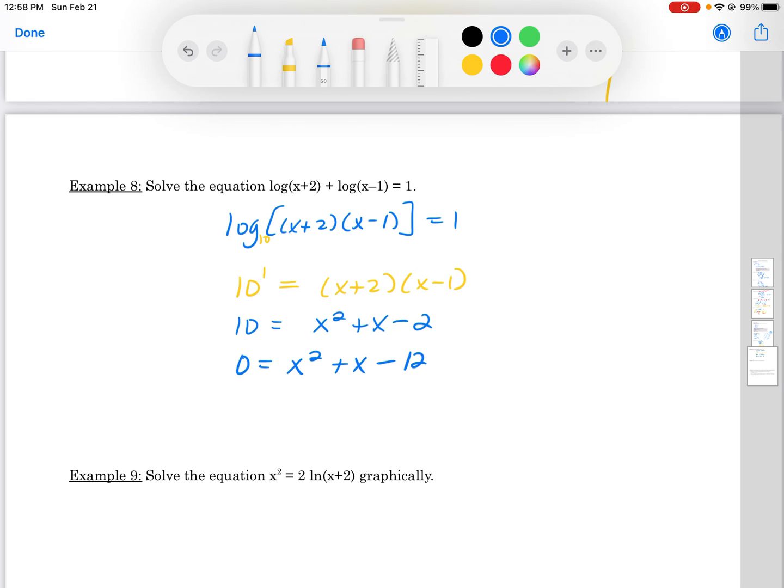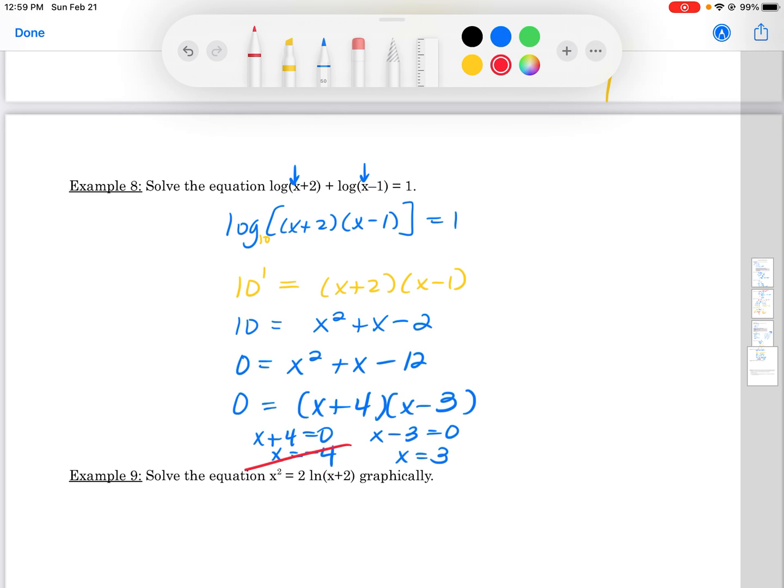Now we can factor and use the zero product property. So we're going to have x and x, a plus and a minus. Let's see, 4 and negative 3 looks like it's going to do it. So by the zero product property, we're going to get negative 4, and we're going to get positive 3. We do want to double check those on the domains, though. If I were to plug in a negative 4 here and here, that's going to give me logs of negative numbers. That's no good. That can't be our answer. It doesn't fit the domain. However, if we put in 3, that's 5 and 2. I can take log of that. So x equals 3 is my answer, but negative 4 gives us that domain error.